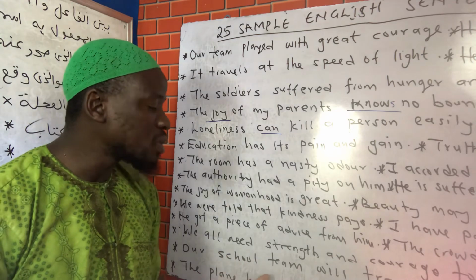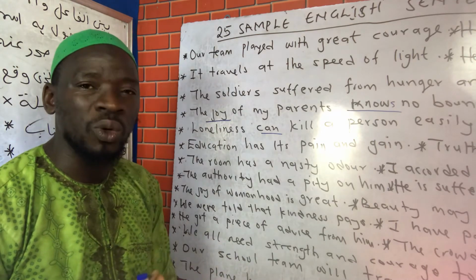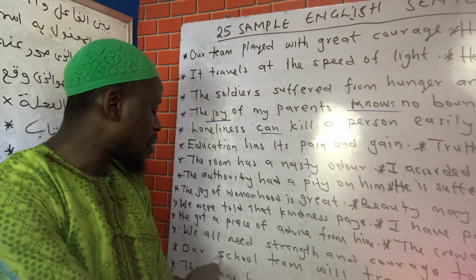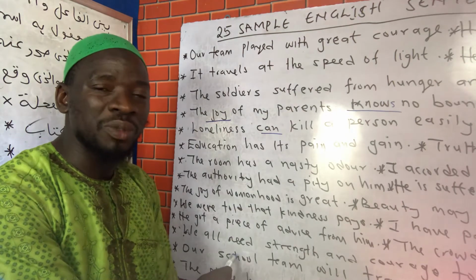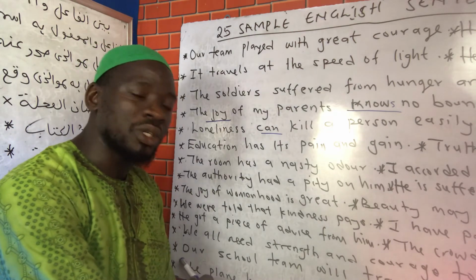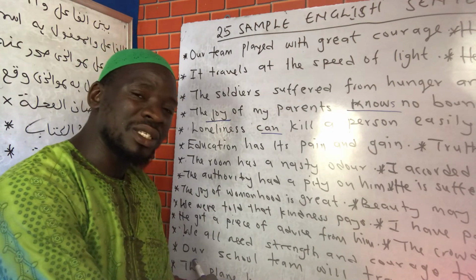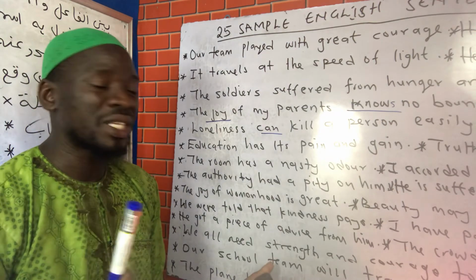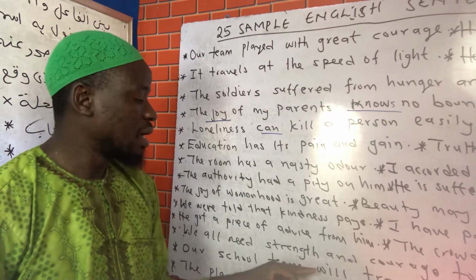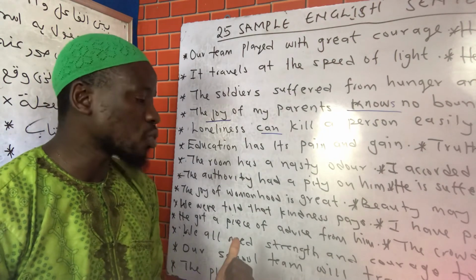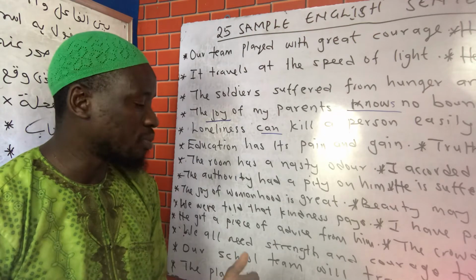Then our school team will travel tomorrow. Our school, the school is the subject of the sentence. Our is the pronoun, and it is adjective in function. Team is a name of a group, as we said, it is plural. Will travel tomorrow. Our school team will travel tomorrow.